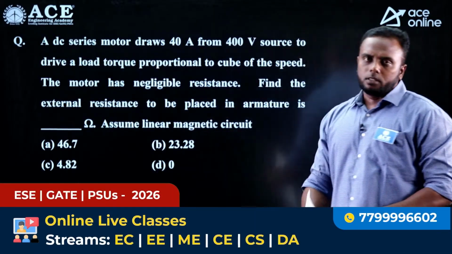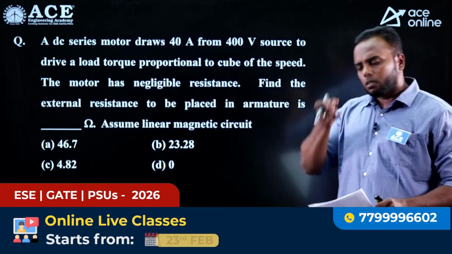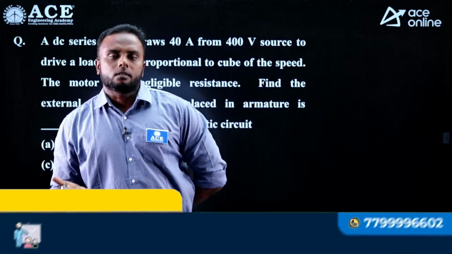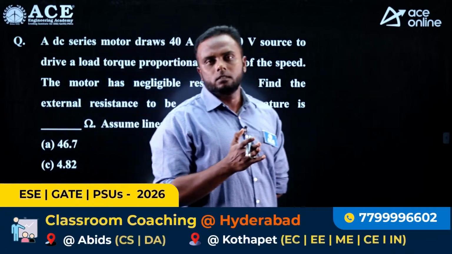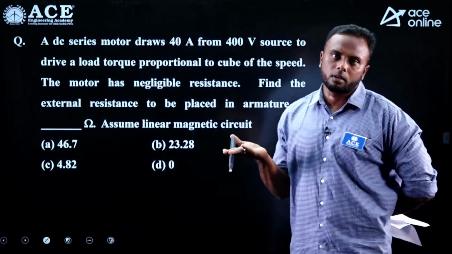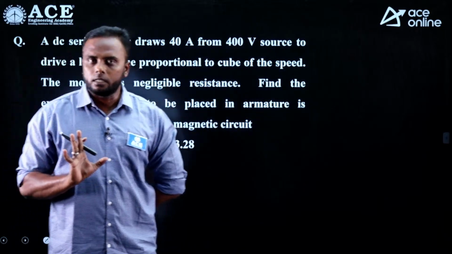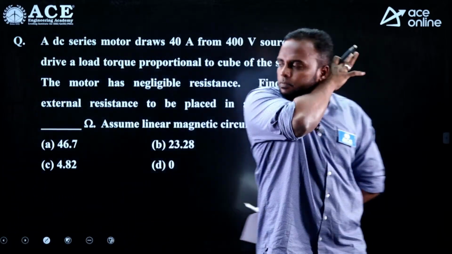This is from DC machines, which is our regular model of problem. Like load torque, they will give load torque with different variations: proportional to speed, proportional to square of the speed, or cube of the speed. So here we have the cube of the speed condition, load torque proportional to the cube of the speed.